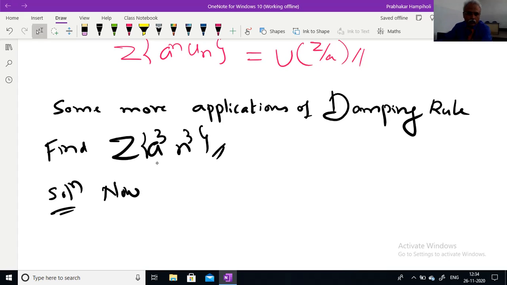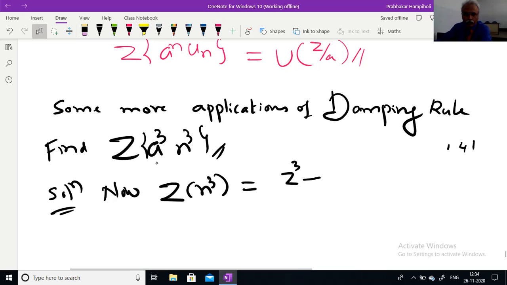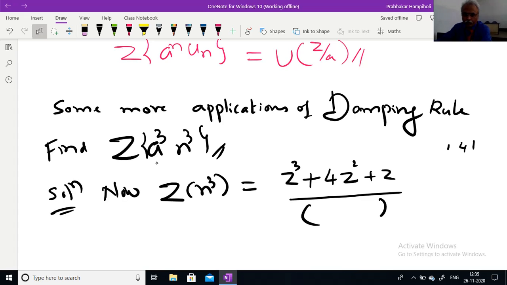Now we know that the z transform of n cube, can you recollect, starts from z cube: z times (z square plus 4z plus 1) whole divided by (z minus 1) raised to 4.